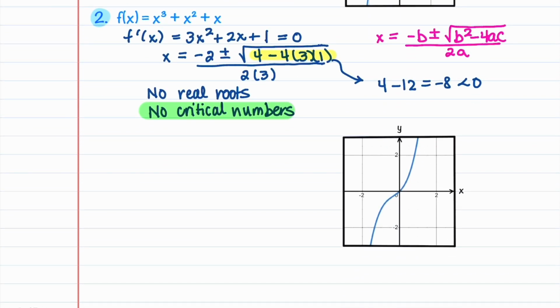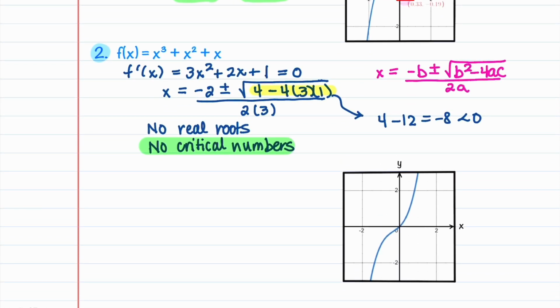Let's now look at the graph of this function so that we can see what a function looks like when you don't have any critical numbers. Notice that our function is always increasing. The slope of the function is never equal to 0, and there are no max or mins, so there are no critical numbers.